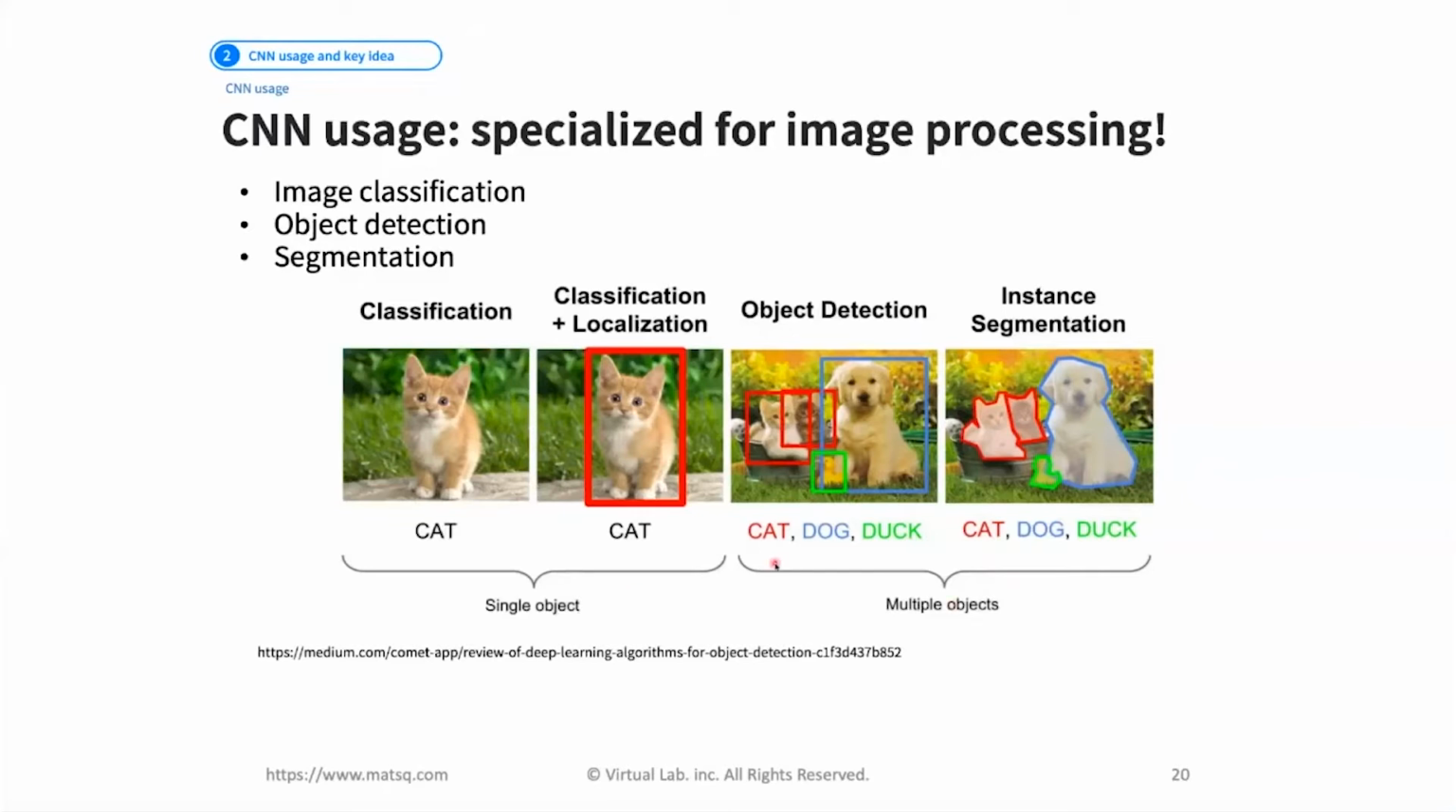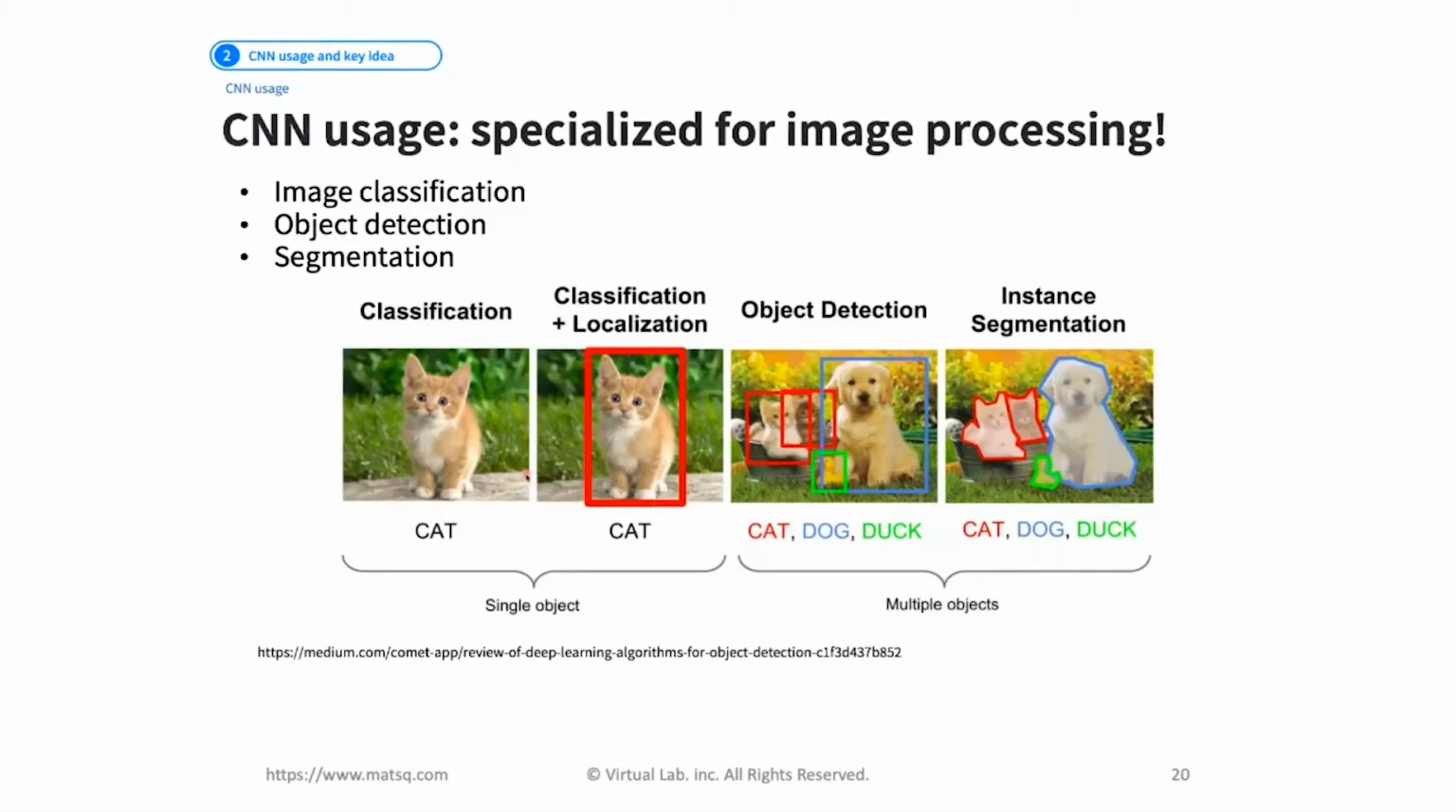So CNN can be used for classification. Look at this here. It's a classification. This is a cat. And plus localization, this area is located in the cat for single object detection. And it's multiple for the multiple object case, in object detection for multiple objects, like a cat, dog, and dog in here, and cat, dog, and dog.